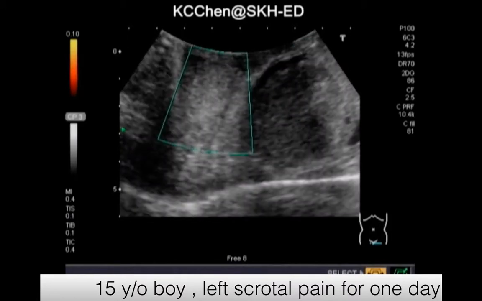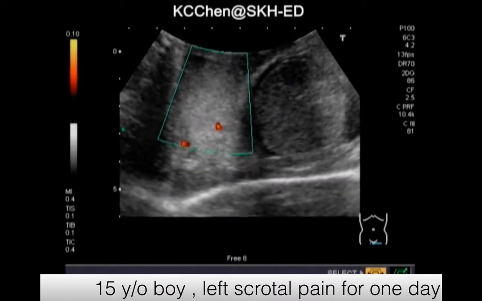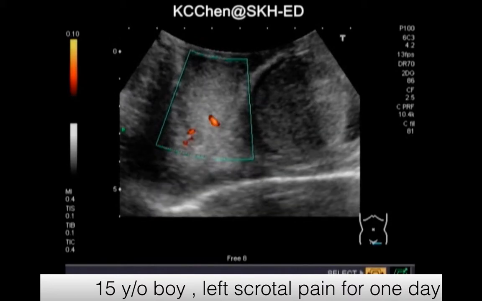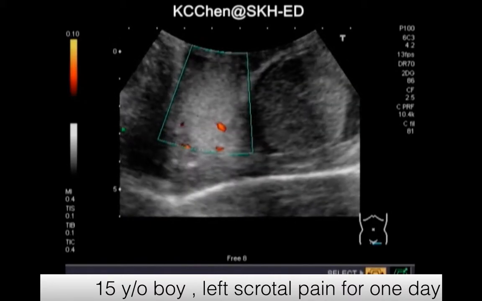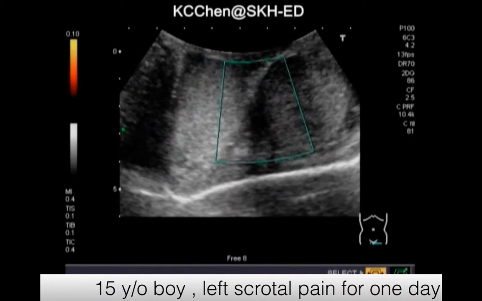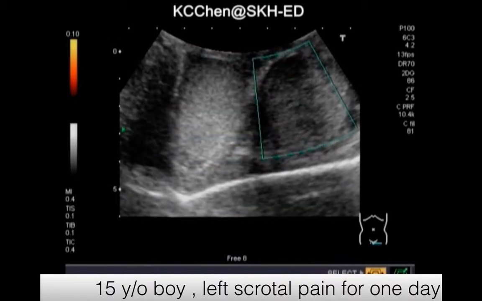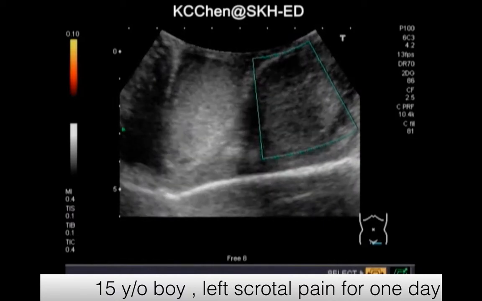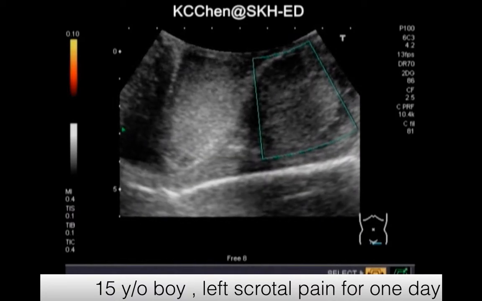The normal side got flow, not swollen. This one is hypoechoic, which means some kind of edema or ischemia, so it got swollen. No vascular signals inside. Remember this? No red or blue, because I use power Doppler to detect even minimal flow. So the condition is testicular torsion, and the patient needed an operation because there was no flow inside.